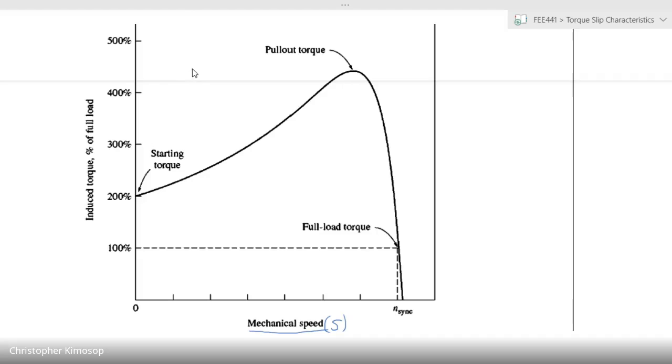Now, induced torque is usually represented in relation to, excuse me, let me take a sip of water.